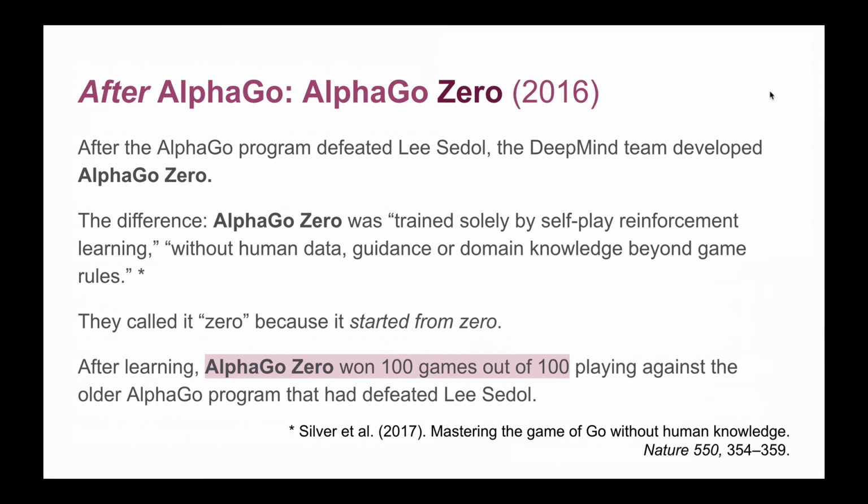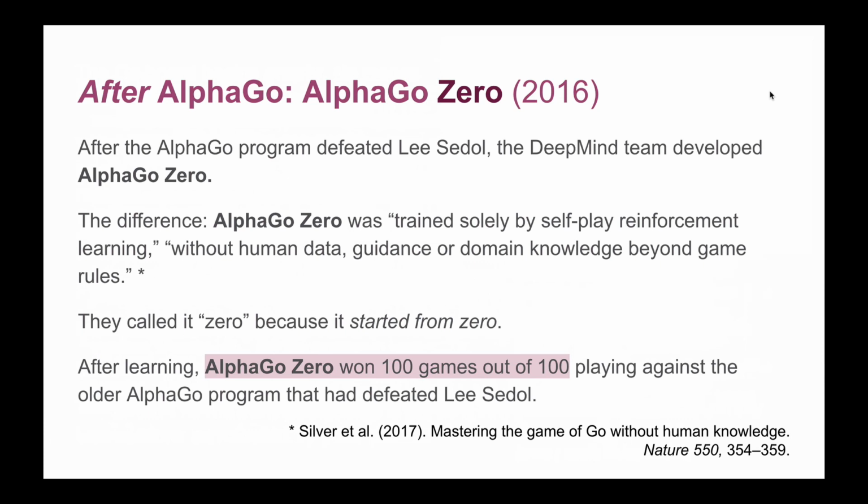It didn't have human professional games fed in. It didn't learn from those games that humans had played. It had nothing but the rules of how to play the game. And it trained by playing itself. So it's called Zero because it started from zero.